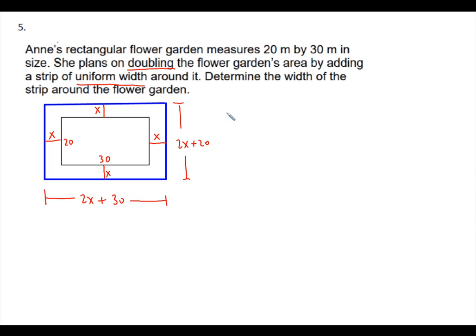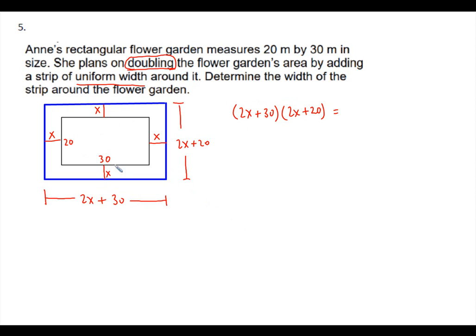And then let's set up our equation. So if we multiply the sides, right? 2x plus 30 times 2x plus 20, that's going to give us the area, right? Now it says she plans on doubling. So whatever the area was before is going to be twice as big.